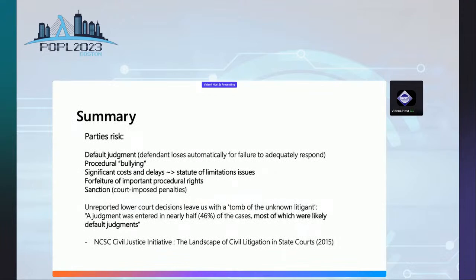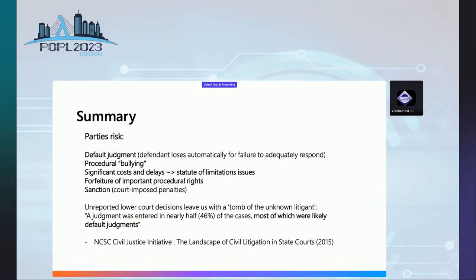The things that are at risk: you risk a default judgment being entered against you if you don't adequately respond to claims that have been made against you. You can be subject to all kinds of bullying by people that do know the procedural rules really well. There are all kinds of underhanded tricks that people can do to hurt your chances of winning. You might have significant costs and delays. You might run into issues with the statute of limitations. If you don't know about the procedural rights you have and you don't know how to exercise them, you're probably going to forfeit them accidentally. You might get sanctioned by the court. So entries of default judgments are actually fairly common.